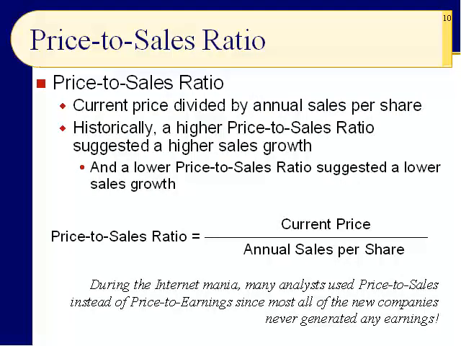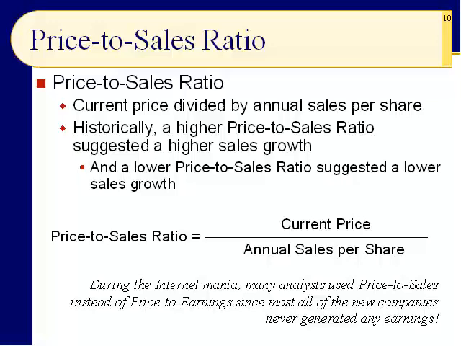Slide number 10, price to sales ratio. Okay, well, what is this? Well, it's the same idea, but instead of using earnings or using cash flow, we're now using sales. So the annual sales per share, current price divided by annual sales per share. And again, a higher price to sales ratio suggested a higher sales growth. Lower suggested a lower sales growth.